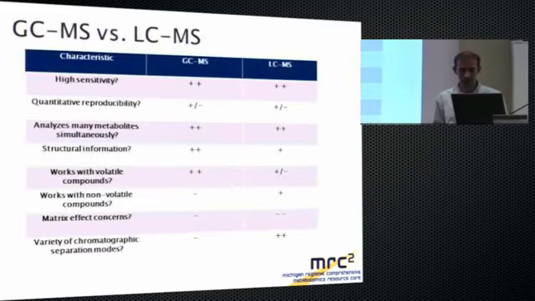Here's a slide for your reference on some of the figures of merit of GC or LC. Both can be high sensitivity. Both can be good for quantitation if they're carefully managed. LC is the only one that's going to work with non-volatile compounds. Both can work with volatile compounds. There's more matrix effects concerns. We won't get into that in gory detail in the LCMS. We just have to do our best job to manage those so that we get accurate quantitative data.